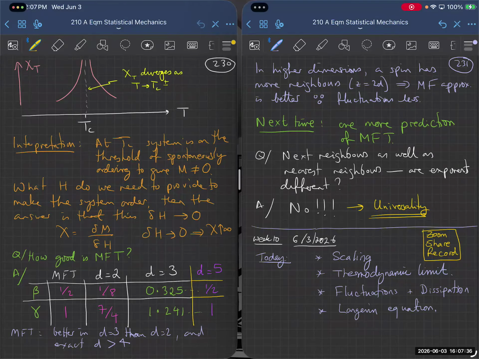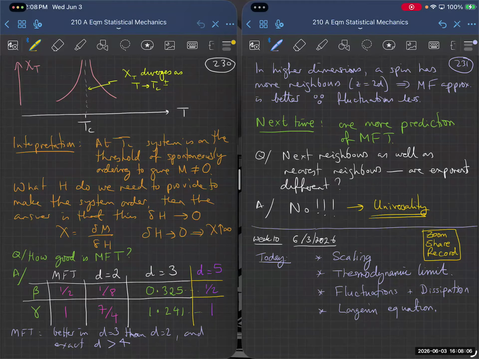And I made the comment that in higher dimensions, a spin has more neighbors. And if it has more neighbors, then each spin is feeling the fields from more and more neighboring spins. So it's going to look more and more like the central limit theorem, and then the mean field theory, an average plus small fluctuations, will work correspondingly better. And so that's your intuition for why this happens.